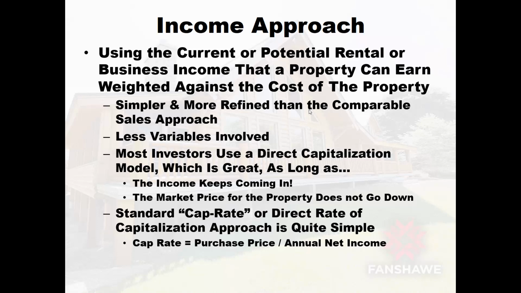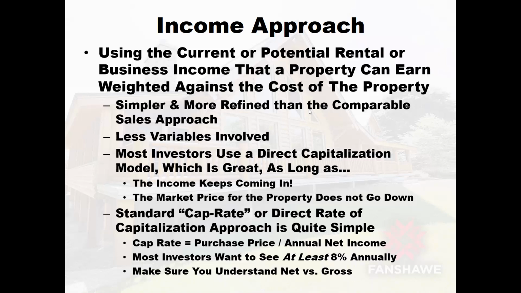and then you divide that into the purchase price you paid, and you get like 6%. Oh, that's not high enough. I want at least 8. Oh, you get 14% or 20%. That's insanely good if you get 20%. Most investors want to see at least 8%. Okay? Make sure you understand the difference between net and gross.